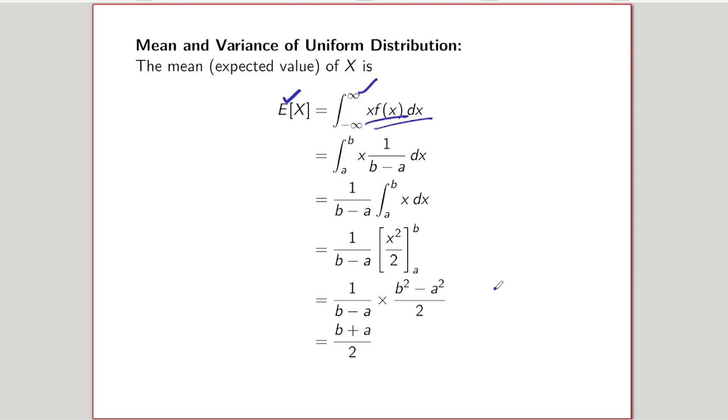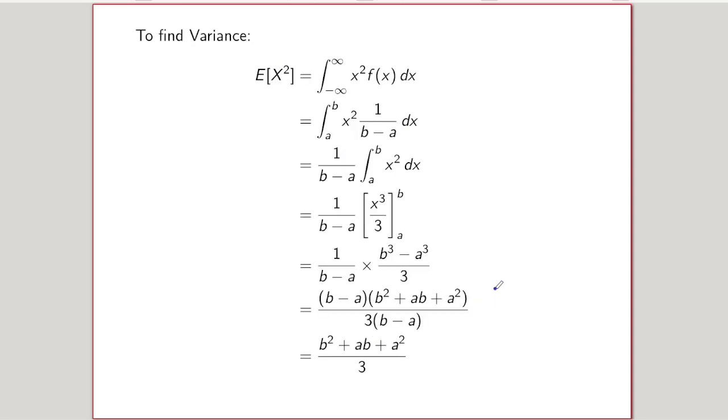So integral a to b x into 1 by b minus a into dx. We can take this 1 by b minus a outside. So it will be 1 by b minus a into integral a to b x dx. So x integral value is x squared by 2. If we substitute it, we will be getting b square minus a square. B square minus a square can be written as b minus a into b plus a. B minus a will get cancelled. So our answer will be b plus a by 2. That's our mean value. Variance we have to find in a similar manner.